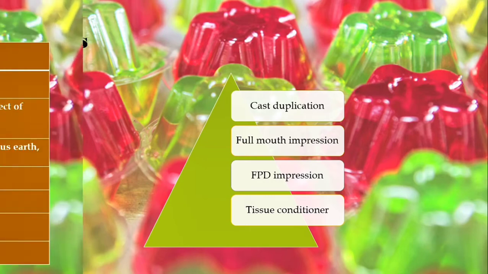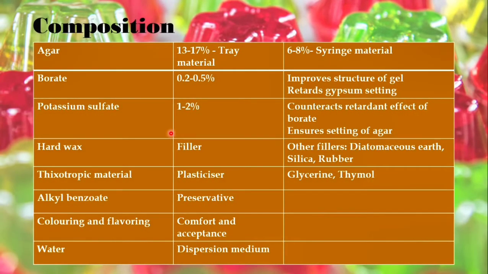So what is it made up of? It contains agar, and it contains borate. Now the problem with borate, which you will understand when we talk about gypsum material, is that it improves the structure of this particular material, but it is a gypsum retarder, that is, it increases the setting time for gypsum. So if such a material is present in excess amount, the gypsum that is poured will take longer to set. To counteract this, potassium sulfate is added, which will counteract the effect of borate and will ensure the setting of agar also.